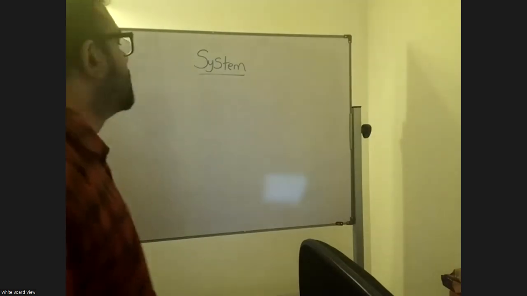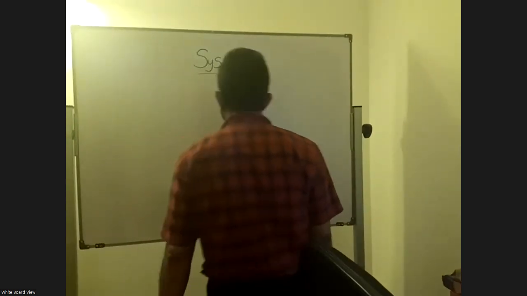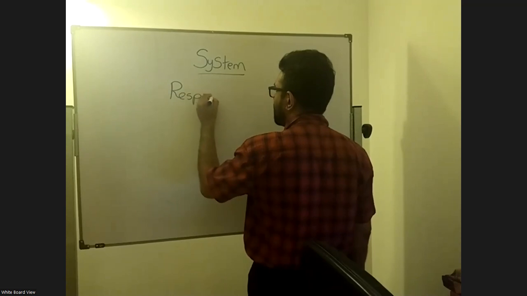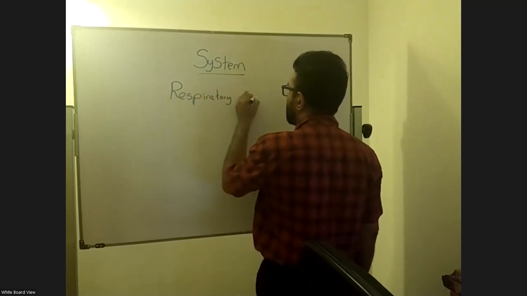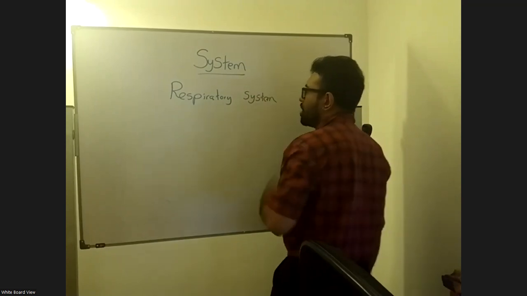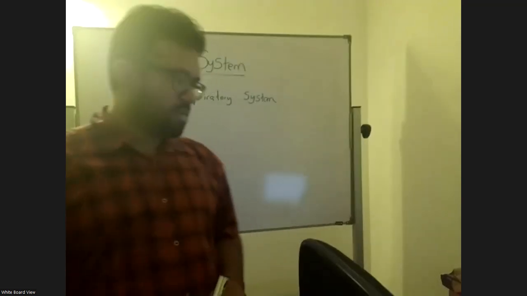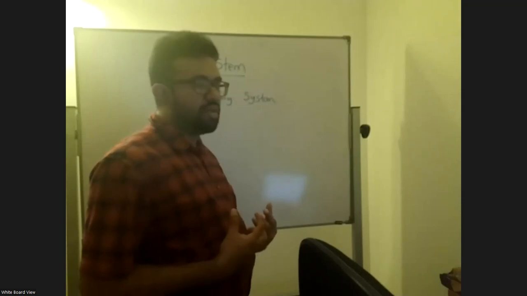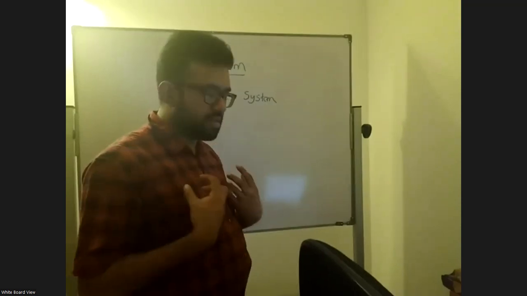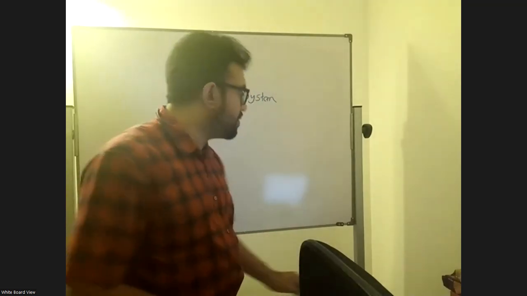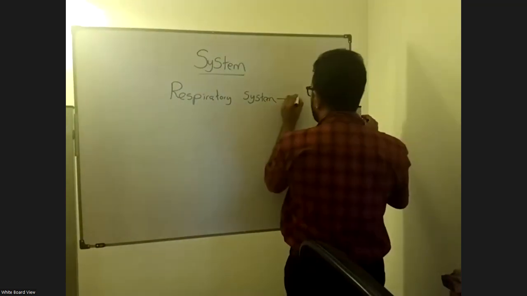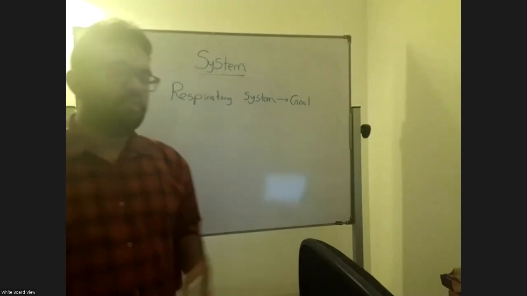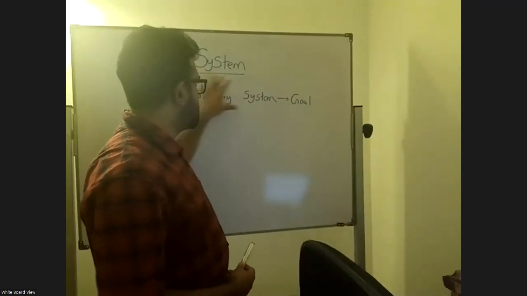Right. So you can take the respiratory system. Respiratory. It is a part of our body which is letting you breathe in, breathe out, which absorbs oxygen. So it has an objective, right? It has an objective or goal to absorb oxygen and put out carbon dioxide.